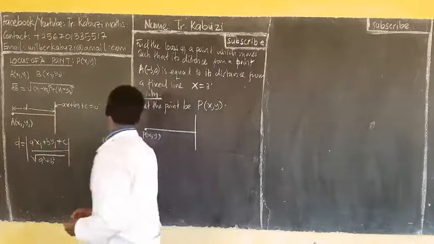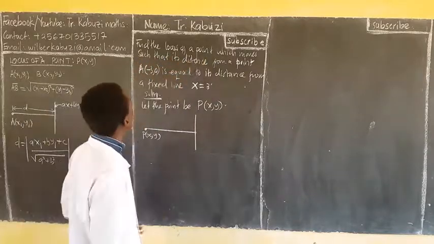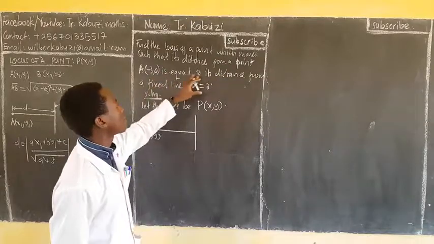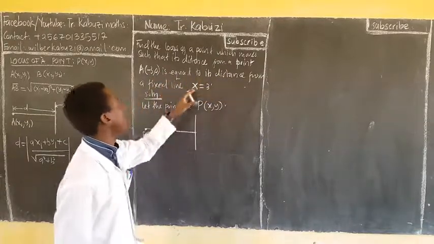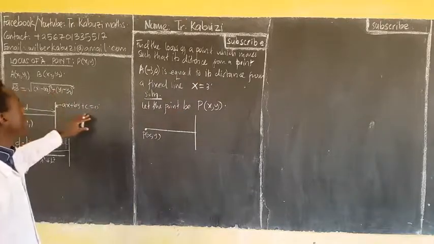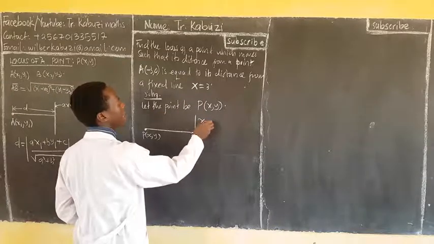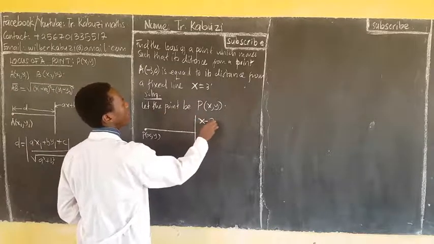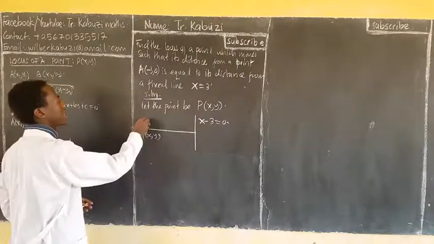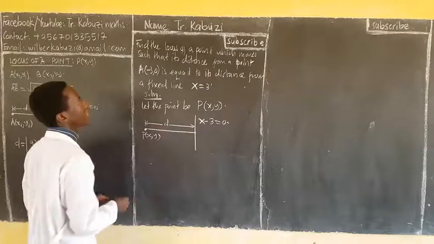x and y. So all they are telling us in this question: find the locus of a point which moves such that its distance from a point is equal to its distance from a fixed line x equals 2. Now what we do first is arrange this into this form, meaning that we first create a 0. So now our line is going to be capital X minus 3 equaling 0. So that's our line.